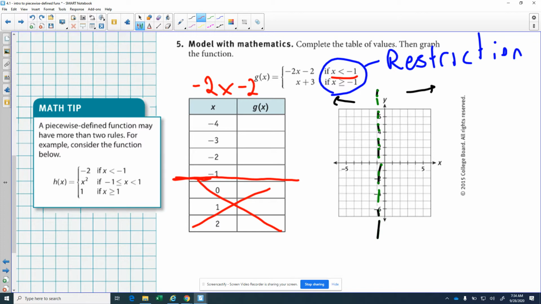Because we're going lower. But then also I want to get a second equation. This x plus 3 I also need to graph. And the chart I want to make for this one is going from -1 and up.